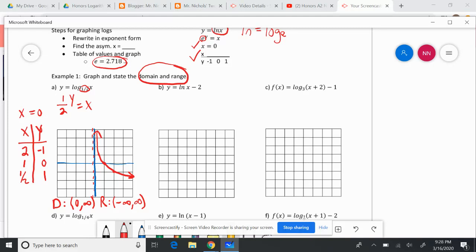Now, if we're looking at letter B, first thing that we're going to do is add the 2. So we have y plus 2 is equal to natural log of x. We're going to do the base e on both sides. So x is equal to e^(y+2). So when we're looking at this, we're going to have our vertical asymptote being the same, x is equal to 0.